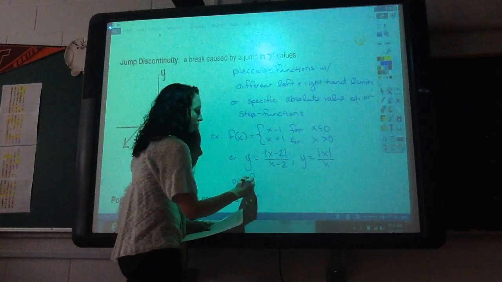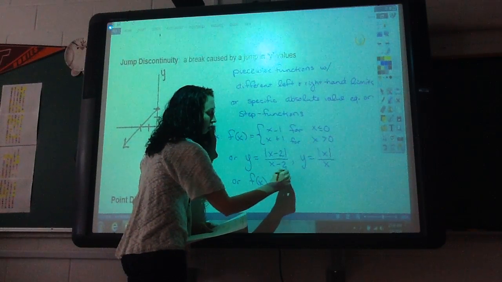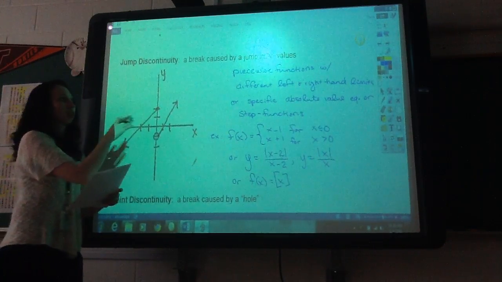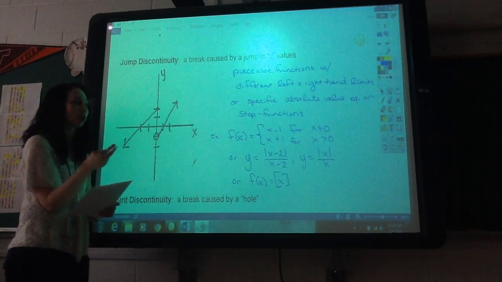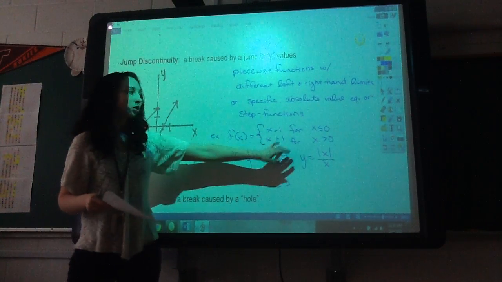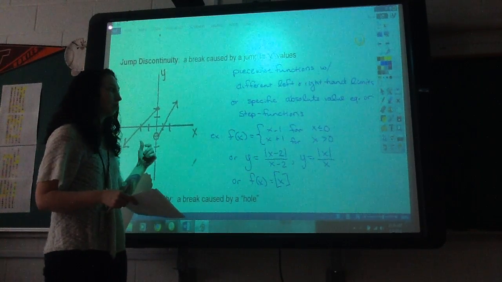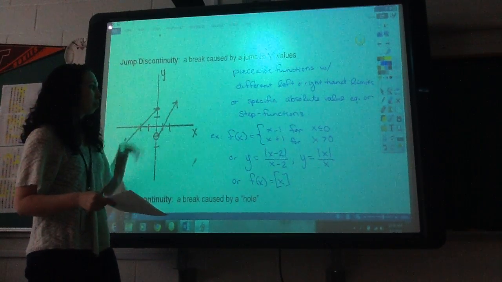Or you could have your step function. Any of those would be examples of how to find this. And again, you would just have to go left hand versus right hand of a graph, or if it's given to you like this, you would have to go left hand versus right hand within your piecewise and compare the two limits, and at that break point, you'll be able to figure out where the discontinuity is.